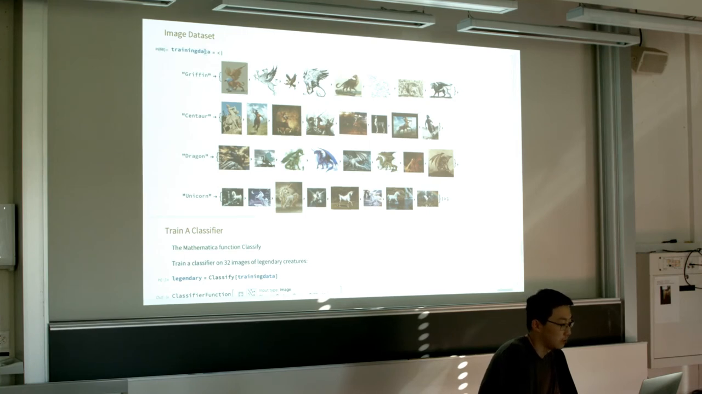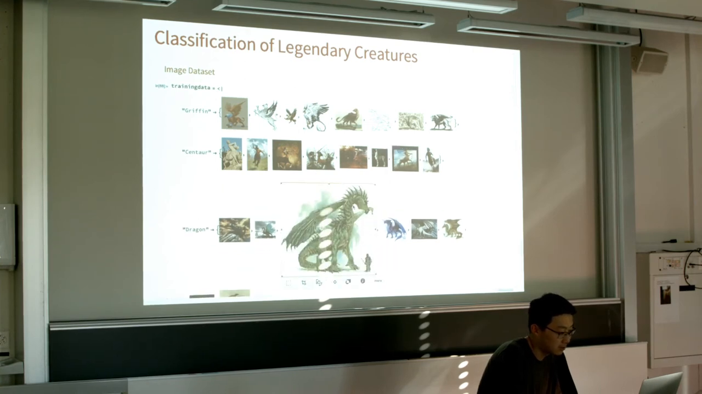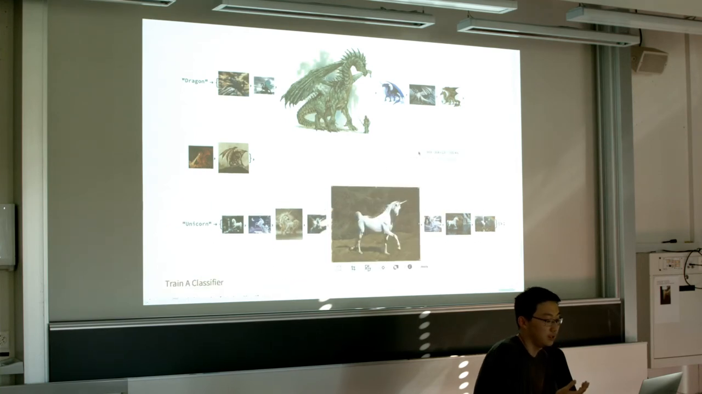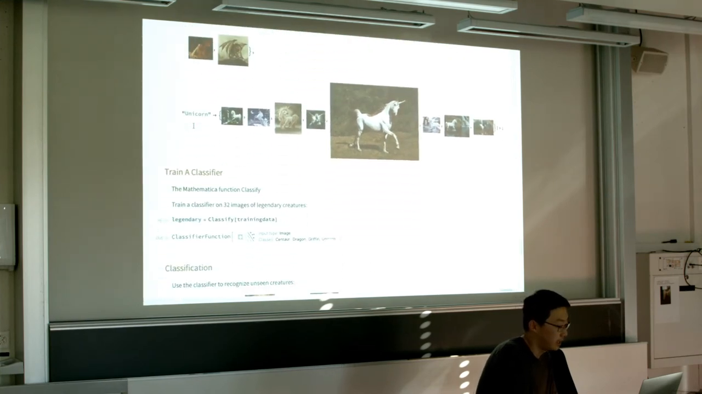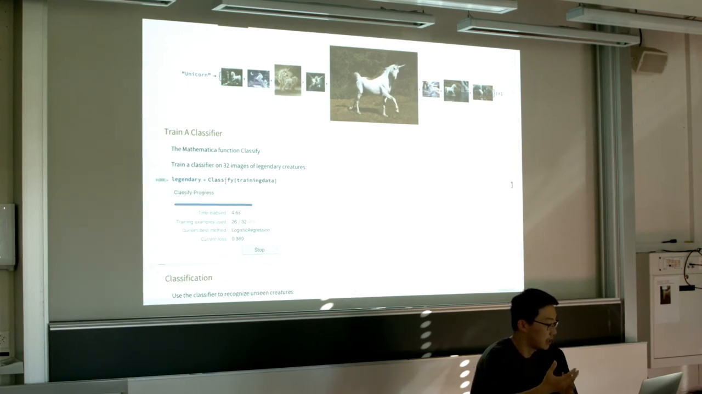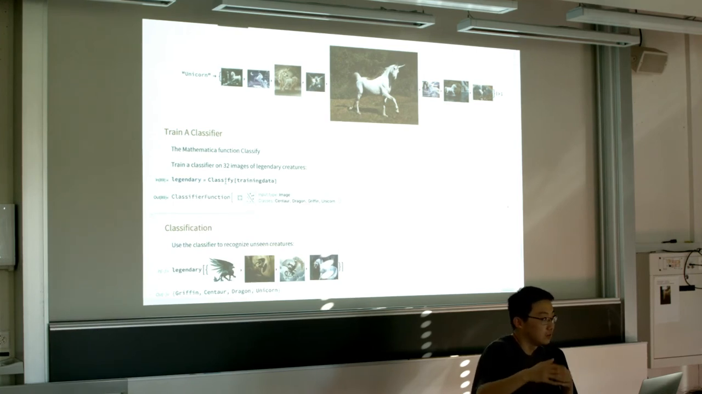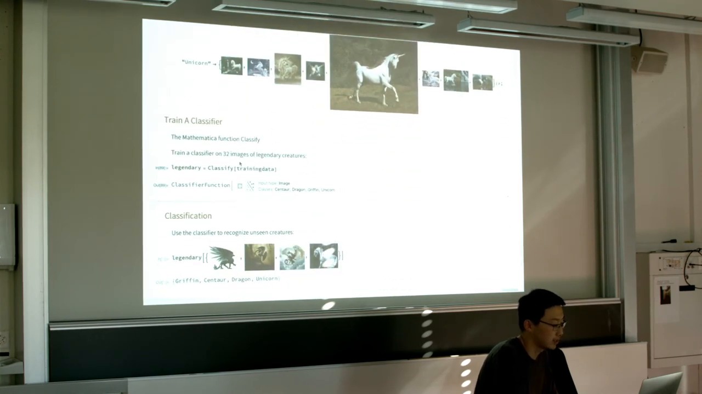For example, here are the legendary creatures we want the machine to learn. We have a dragon, we have a unicorn, with different types of pictures of these creatures. We format the data so that each picture has its label, and this is our training data. We feed it to this Classify function. It processes the data and extracts some numerical representations out of it, and then uses these representations to build a classification model that is able to tell what an image is about. Because we don't have many images, the training process is very fast.